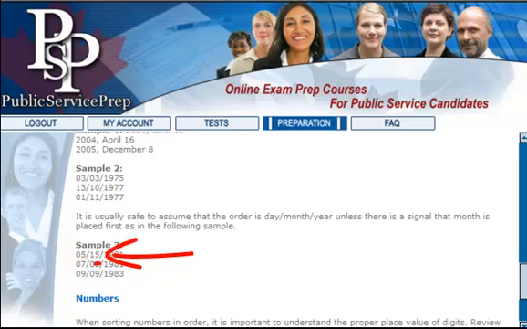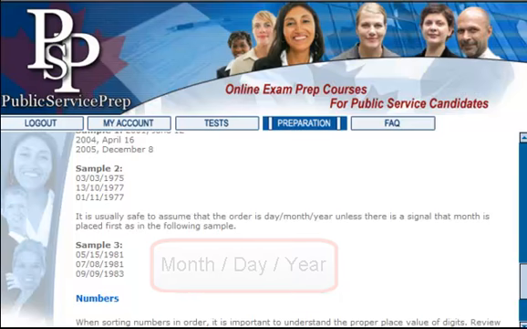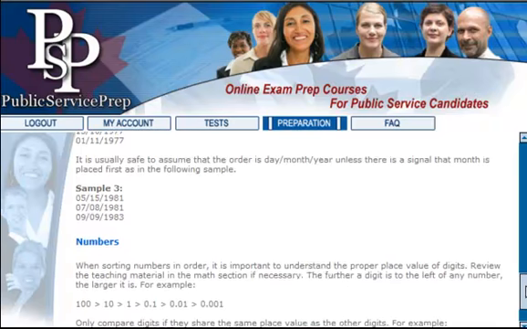So if you see this date here, 5/15, 1981, we know there's only 12 months in the year. So this 15 here has to represent days. So the first number would obviously be the month of the year. So it would be month, day, year. So just pay attention to that. Just watch out for traps like that.